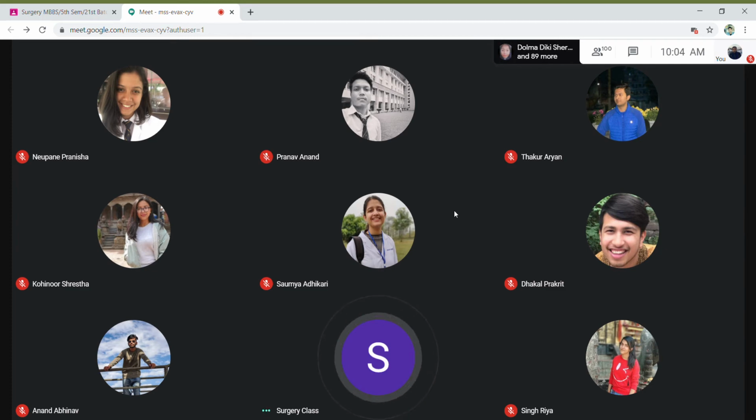So lastly, the complications. What are the complications of these gallstones? As I've already mentioned, that complication could be in the gallbladder. So what are the things that can happen within the gallbladder because of these gallstones? Number 1 is inflammation. That is known as cholecystitis. And cholecystitis could be acute cholecystitis or chronic cholecystitis.